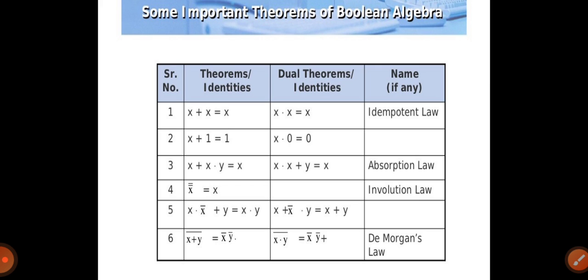Some important theorems of Boolean algebra. x plus x equals x, x into x equals x. This is called the idempotent law. x plus 1 equals 1. x into 0 equals 0. I have told you.